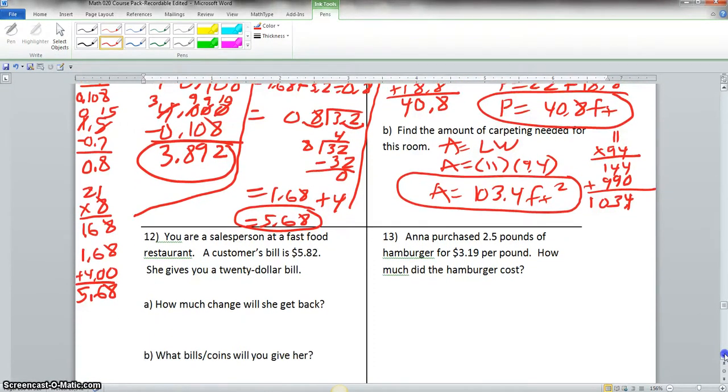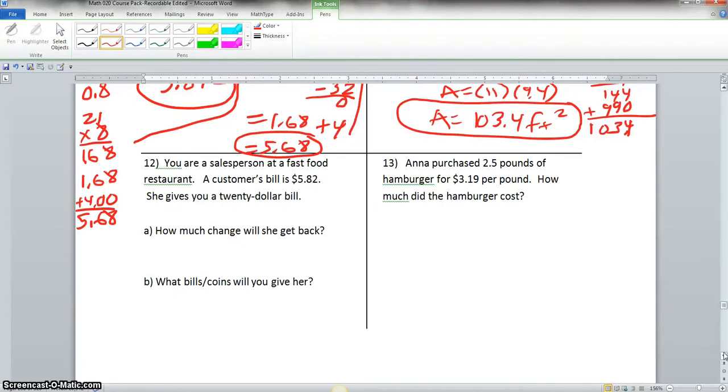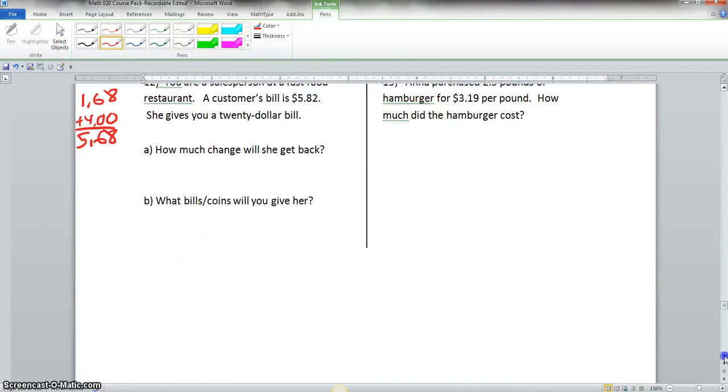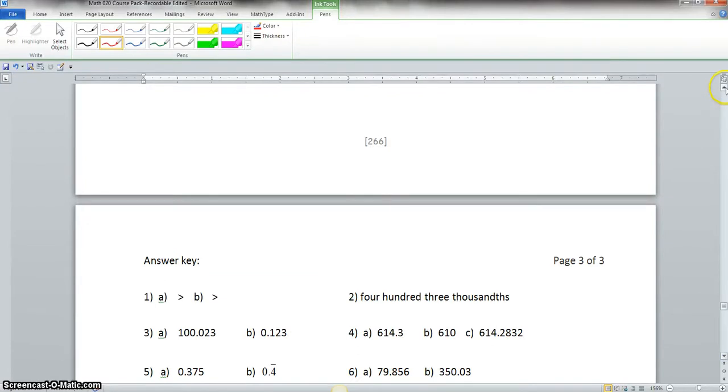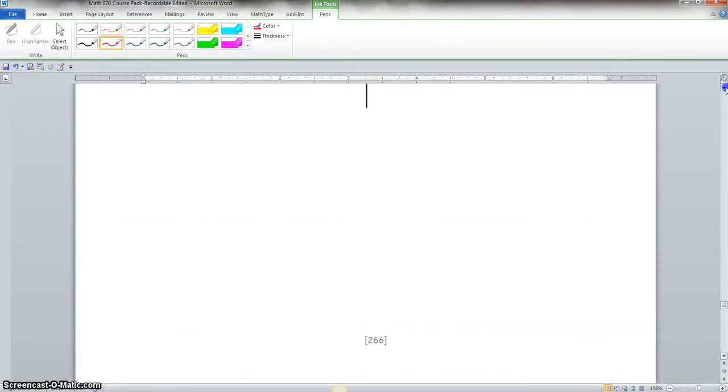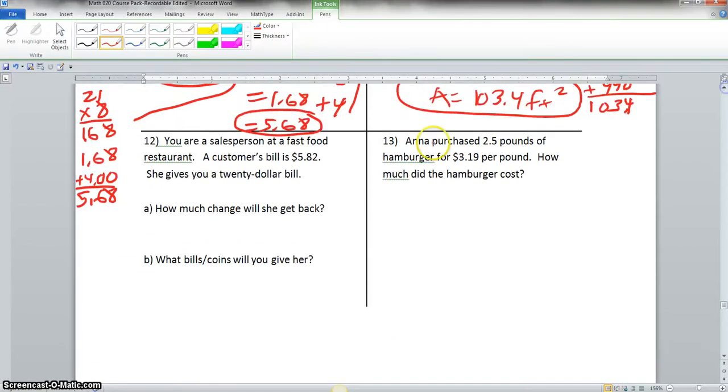Now we come down here to problems 12 and 13. Now let me see how many problems we actually have here. Okay, we go to 12 and 13. Okay, now, looking at number 12. You are a salesperson at a fast food restaurant. A customer's bill is $5.82. She gives you a $20 bill. How much change will she get back?